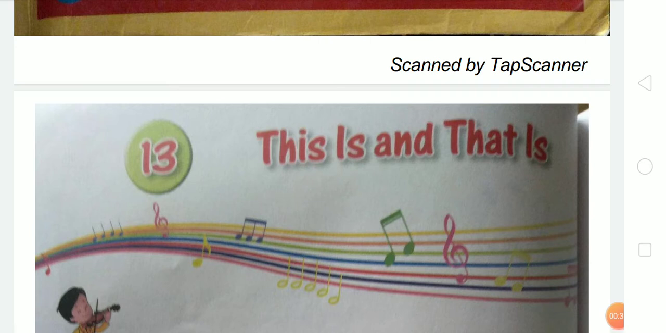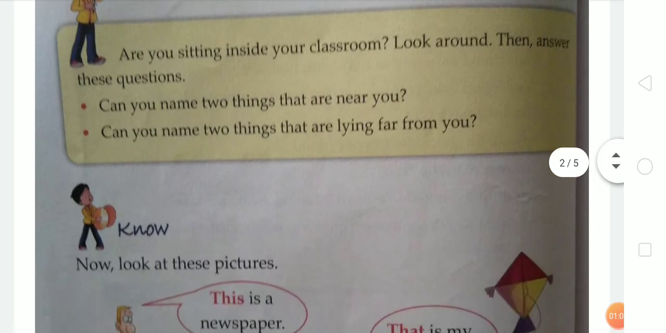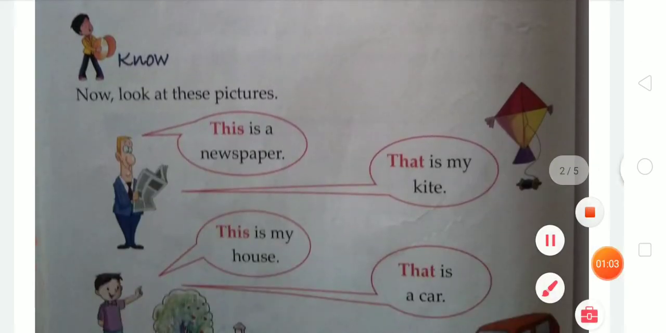We use the word this to identify or point out a single thing, animal or person near us, and we use the word that to identify or point out a single thing, animal or person not near us. Students, for this we have to look at the given example.